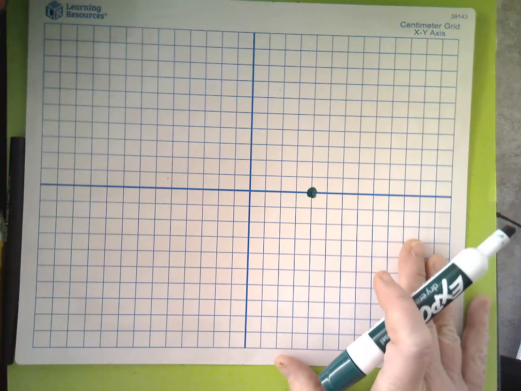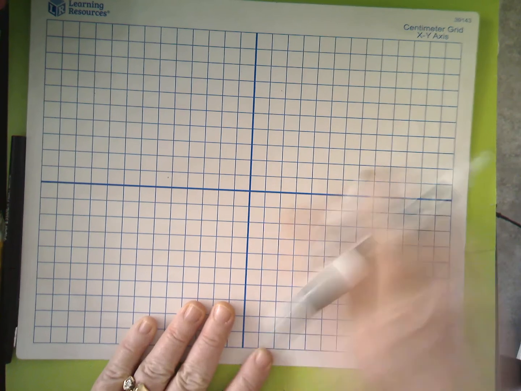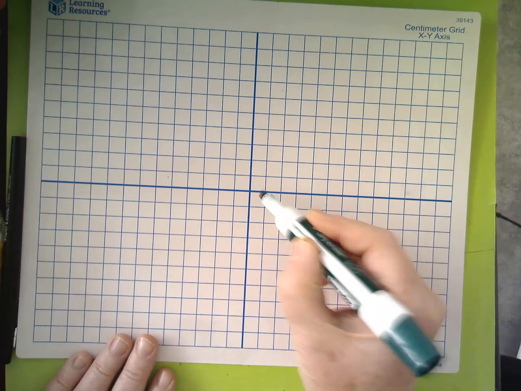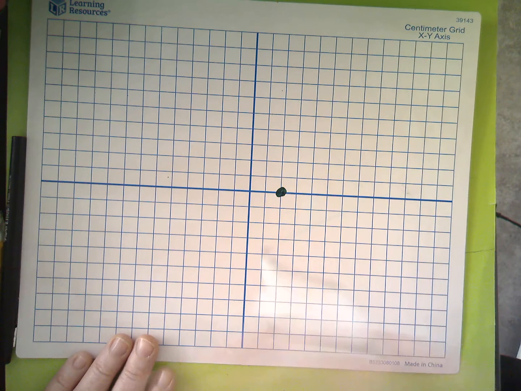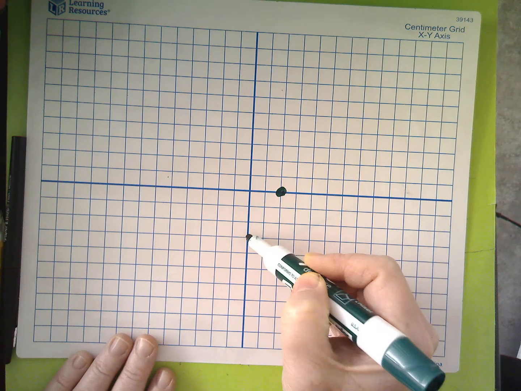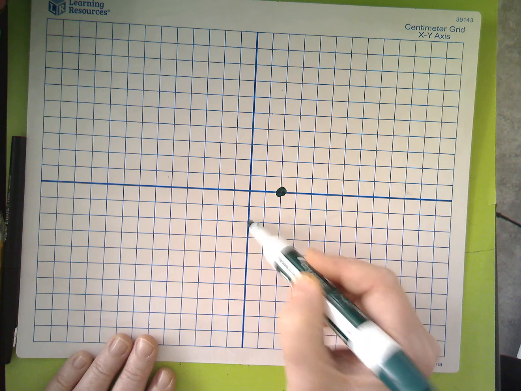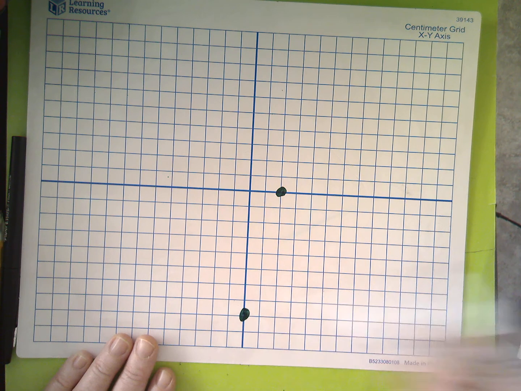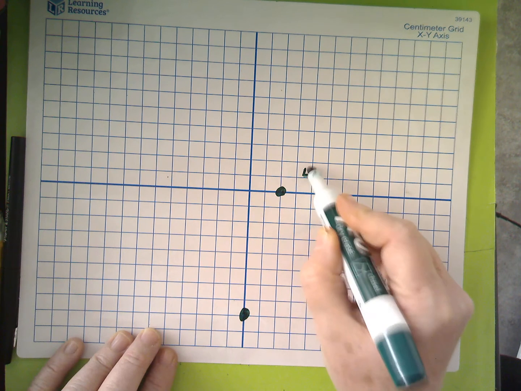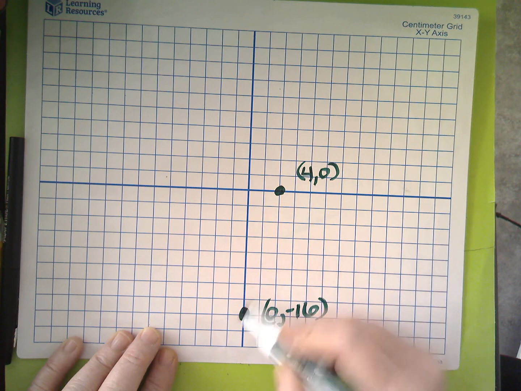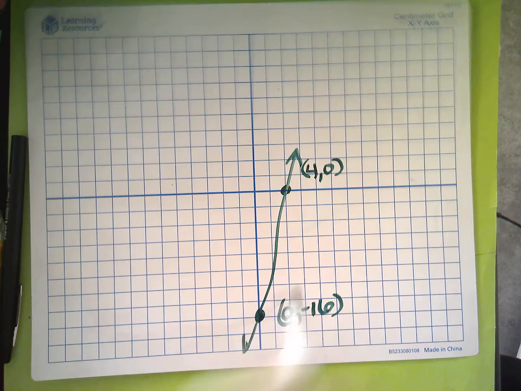Okay, I don't have enough room, so I'm going to change my scale. Instead of letting every line count for 1, I'm going to let every line count for 2. So I'm going to graph 4, 0, 2, 4, put it right here, and 0, negative 16, negative 2, negative 4, negative 6, negative 8, negative 10, negative 12, negative 14, negative 16. This is 4, 0, and this is 0, negative 16, and I can make my line.